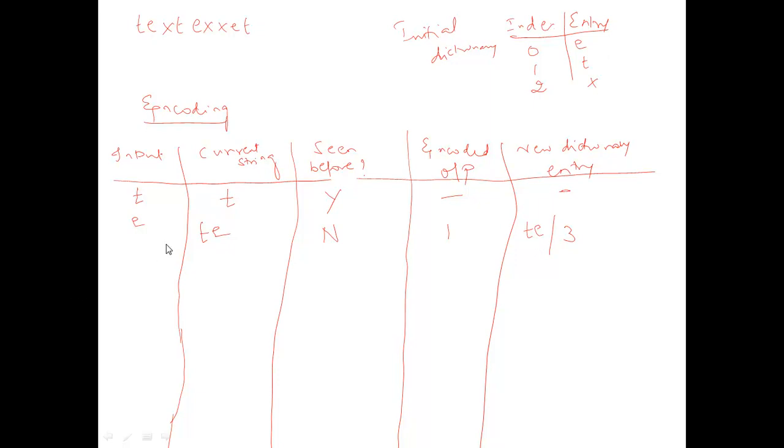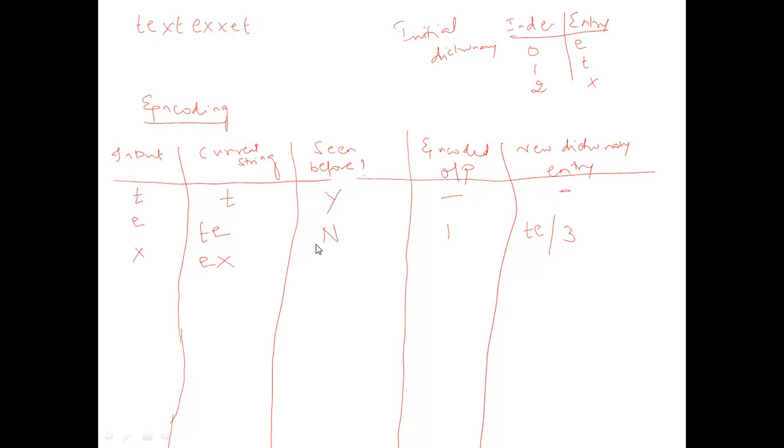Okay. Now come to the next letter X. Third letter here is X. Now what is the current string? In your current string, you have to take only whatever is unencoded previously with the current input. So, the unencoded previously is only E, because T you have encoded as value 1 here. So, unencoded is only E. The current input is X. So, current string is EX now.